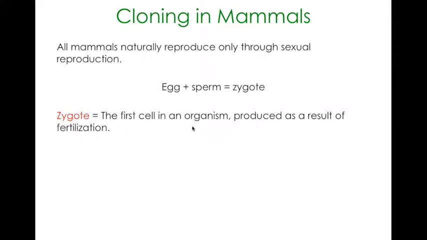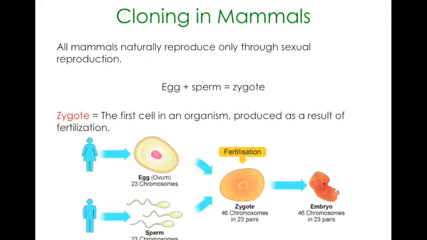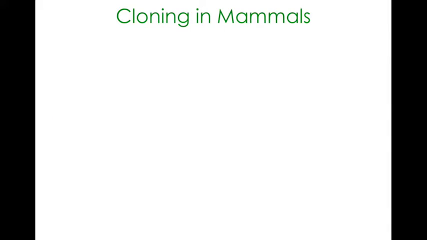Okay, and so cloning in mammals is trying to bypass that, in effect. You're trying to skip this combining of egg and sperm, and produce a new individual that has the same DNA as the parent without that combining of genetic material. Yeah, that's what cloning is attempting to do. Okay, and there are a few different ways that we can do it, and a few very interesting methods that they've used in the past couple of decades.